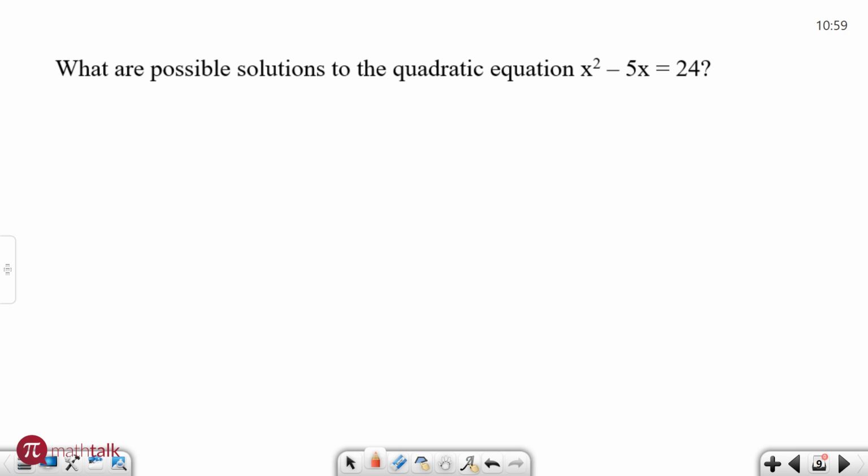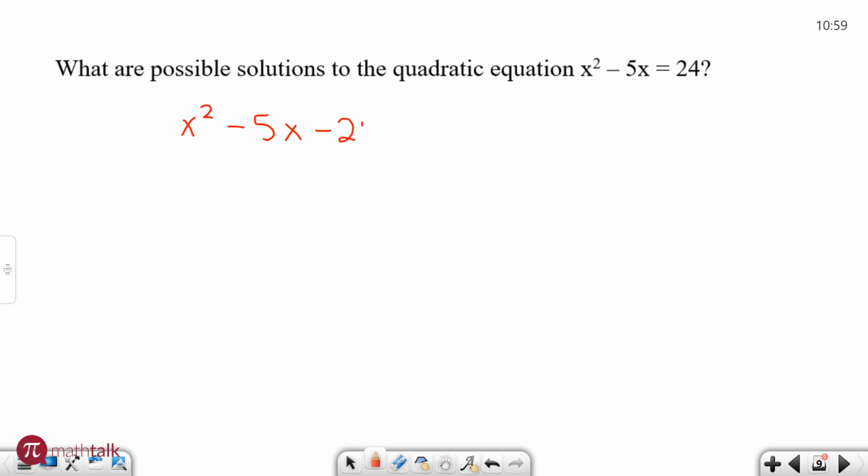Okay, so this one says, what are the possible solutions to the quadratic equation of x squared minus 5x equals 24? So a quadratic expression or quadratic equation is something that can be solved using the quadratic formula, which is on your formula sheet. If you don't have it memorized, you can always pull it up right from your GED test. I recommend doing that. If you notice on that, the quadratic formula is in the form of ax squared plus bx plus c equals 0.